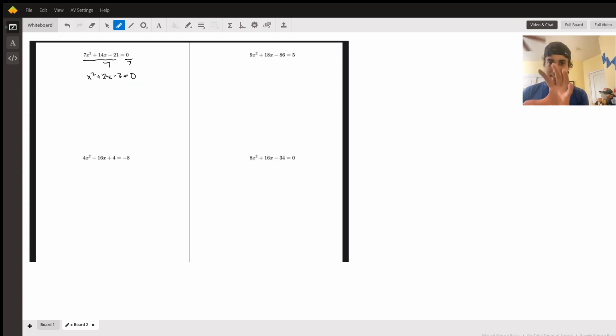All right, and then that c term, that number, we're going to move it to the other side. That's going to be that 3. We're going to add the 3 over to both sides. You're going to get x squared plus 2x equals 3.